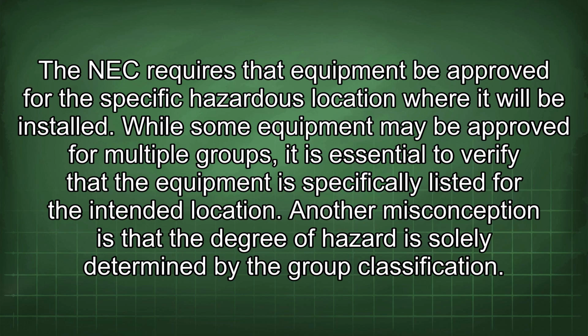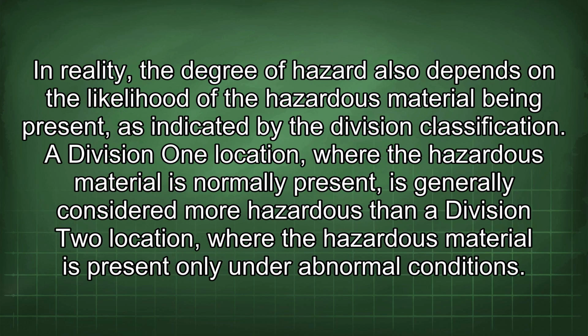for the intended location. Another misconception is that the degree of hazard is solely determined by the group classification. In reality, the degree of hazard also depends on the likelihood of the hazardous material being present, as indicated by the division classification. A Division 1 location, where the hazardous material is normally present, is generally considered more hazardous than a Division 2 location, where the hazardous material is present only under abnormal conditions.